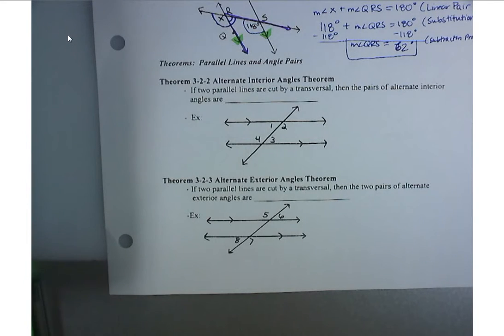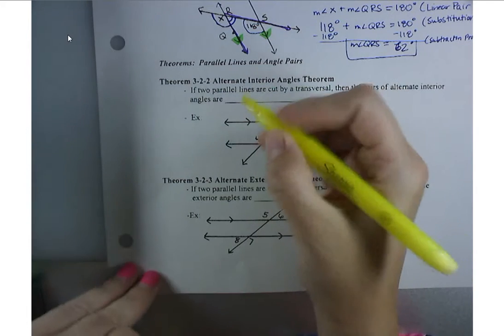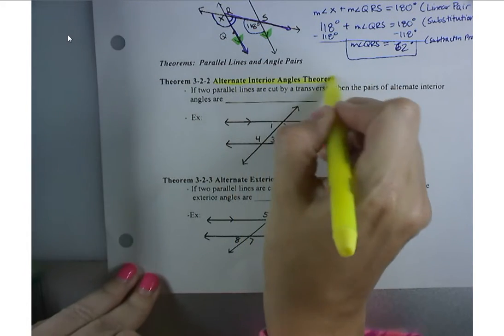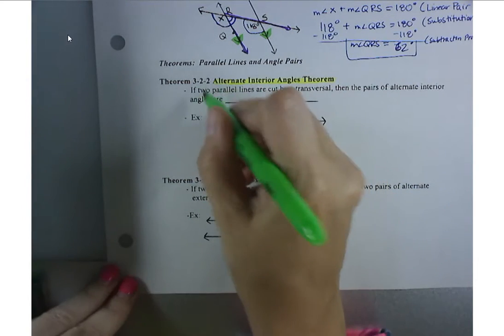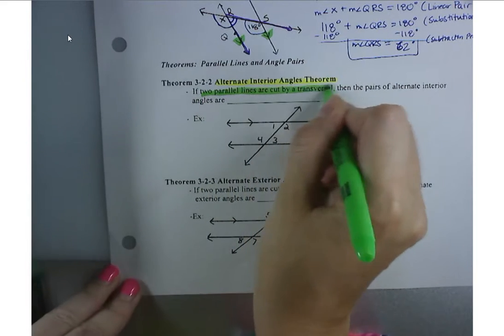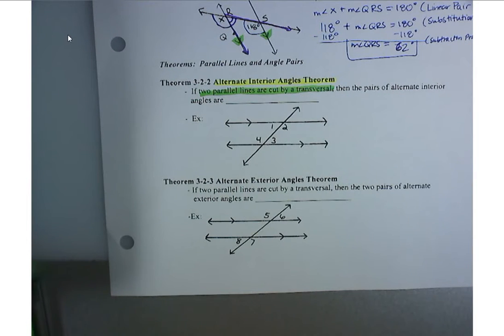Okay, so the next one is the alternate interior angles theorem. And again, look how this starts. If two parallel lines are cut by a transversal, then the pairs of, and let's highlight, alternate interior angles.